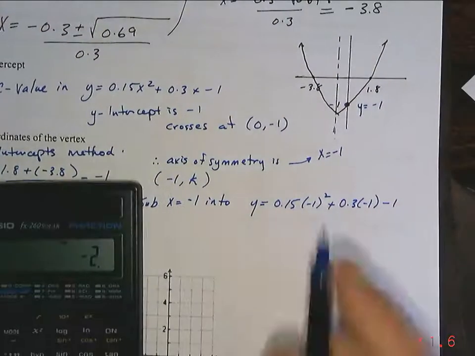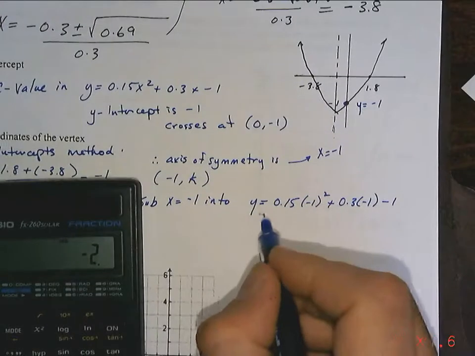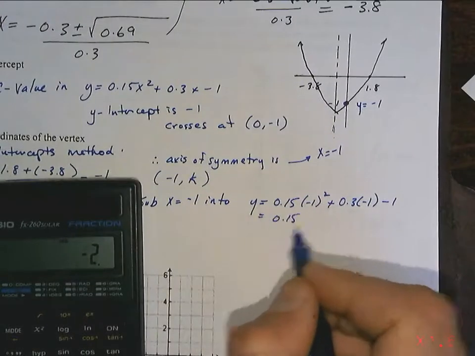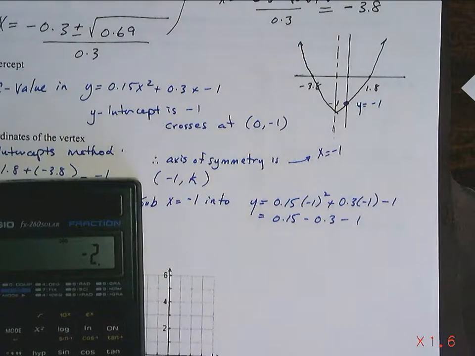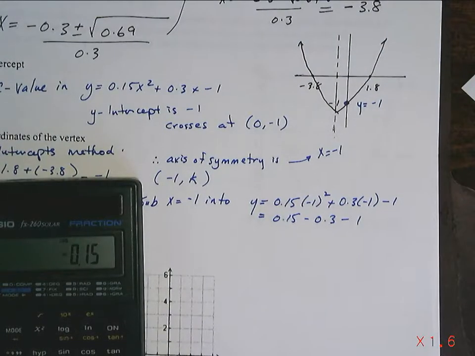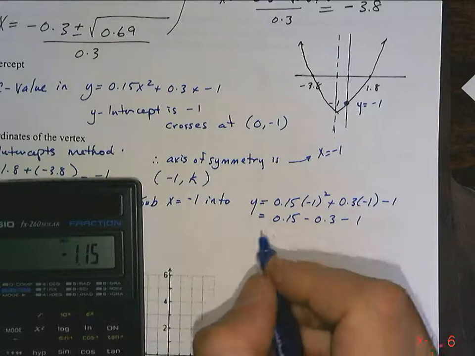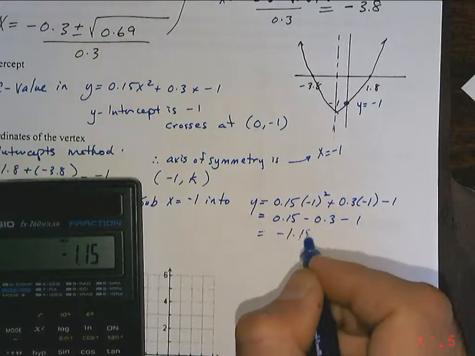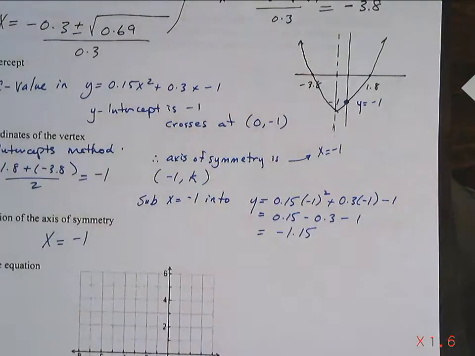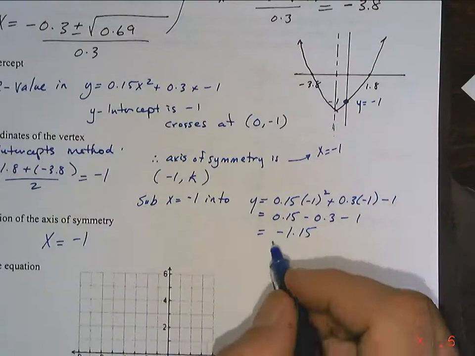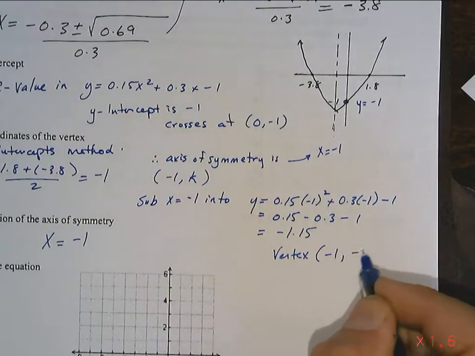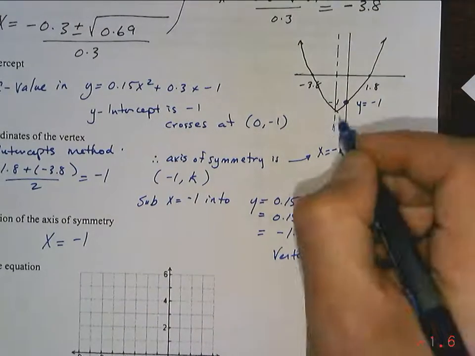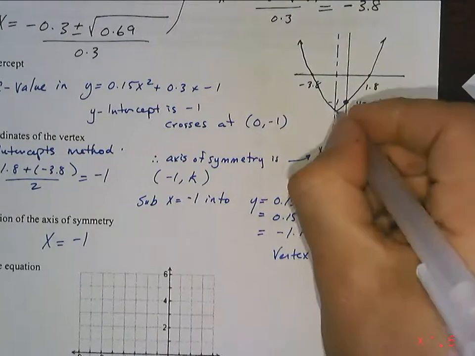So I'm going to get -1 squared is 1, by the way. So that's simply going to be 0.15. This will be -0.3 minus 1. So 0.15, take away 0.3, take away 1 is -1.15. Looking to studio audience for confirmation. They'll get back to me in a minute. And my vertex, I believe, is (-1, -1.15), which is right here.